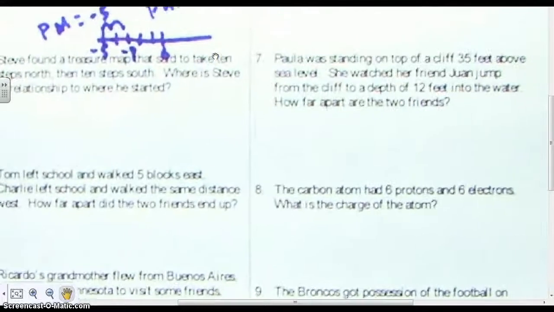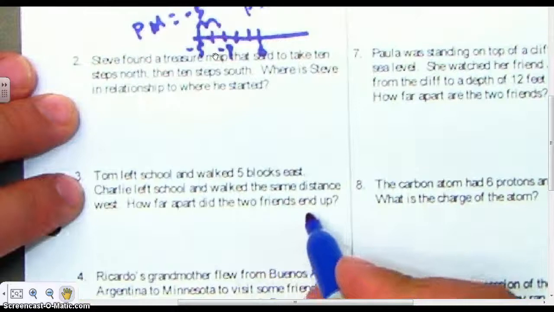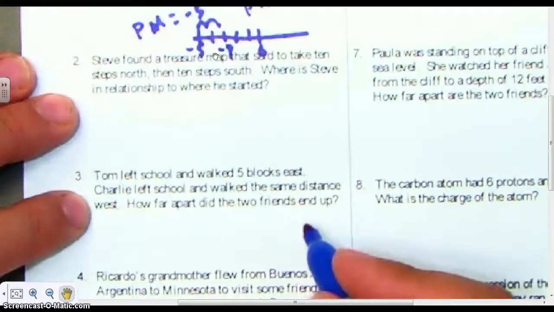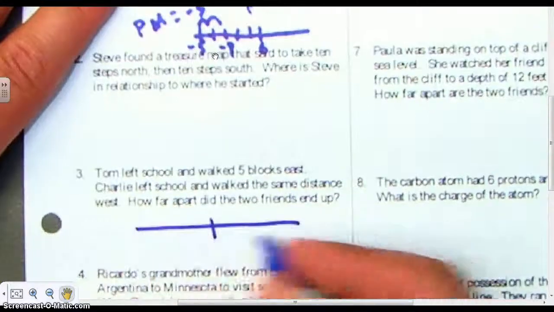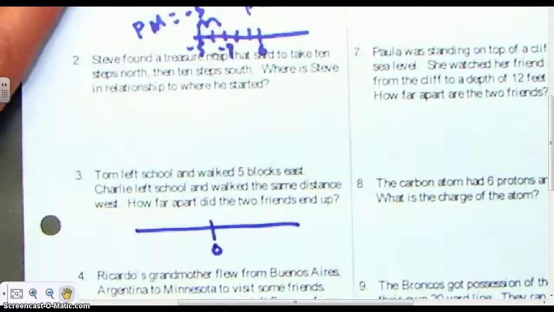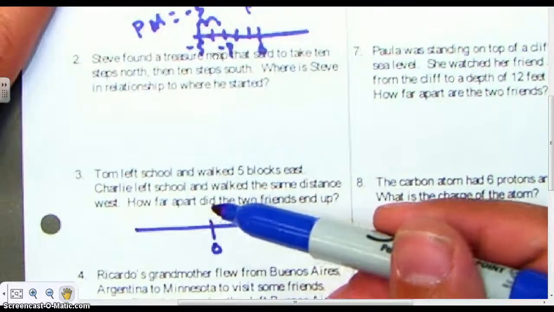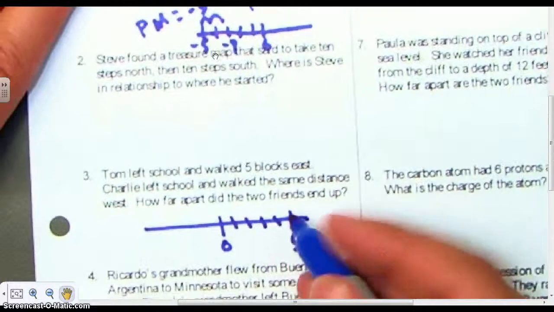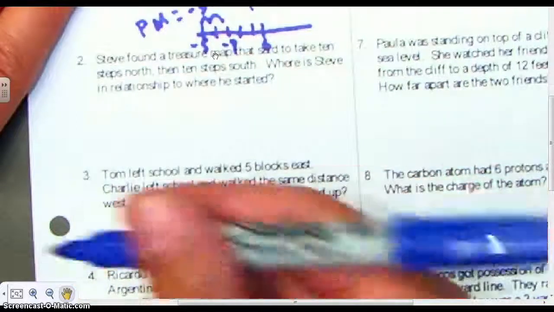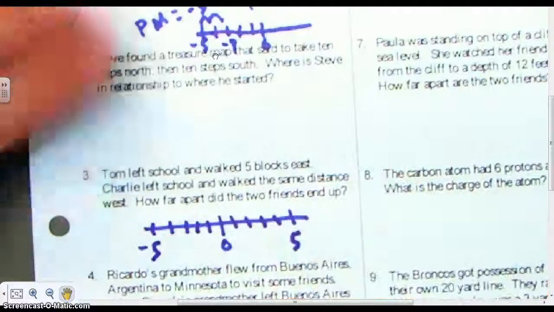So let's look at this. Tom left school and walked 5 blocks east. Charlie left school and walked the same distance west. How far apart did the two friends end up? So once again, it's probably easier to think of in terms of a number line. The school is at 0, and we're just going to say that east is to the right, west is to the left. So he walks 1, 2, 3, 4, 5. And then Charlie, his friend, walked the same distance but the opposite direction. So 1, 2, 3, 4. He's at -5. And you want to say how far are they apart?